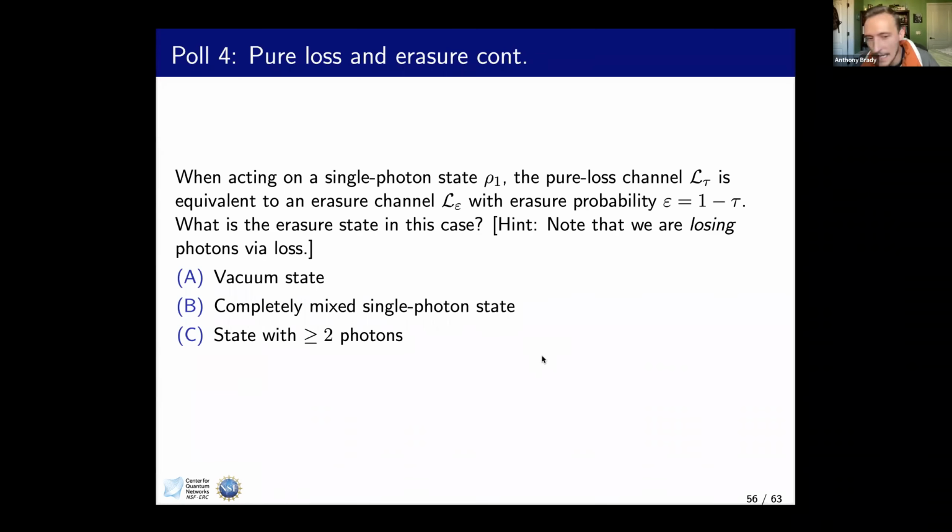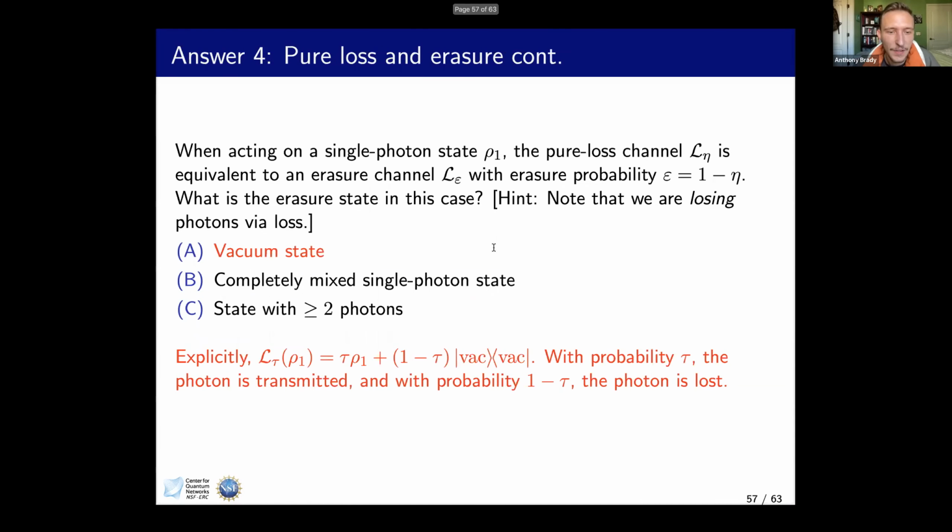So most people said A, so vacuum state, and that is correct. So let's see why. The answer is pretty intuitive. Will you go to the next slide, please, Quntao? Yeah, so explicitly, you can write down exactly how the pure loss channel acts on a single photon state, rho 1. So it goes like tau rho 1 plus 1 minus tau vac.